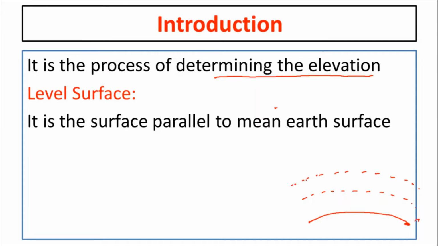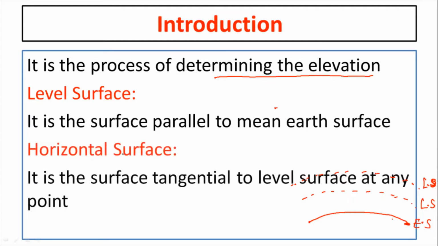So now this is the earth surface, and this is parallel to the earth surface, so this will be one level surface. This is also parallel to the earth surface, so this will be another level surface. Like that, any number of level surfaces exist parallel to the earth surface.